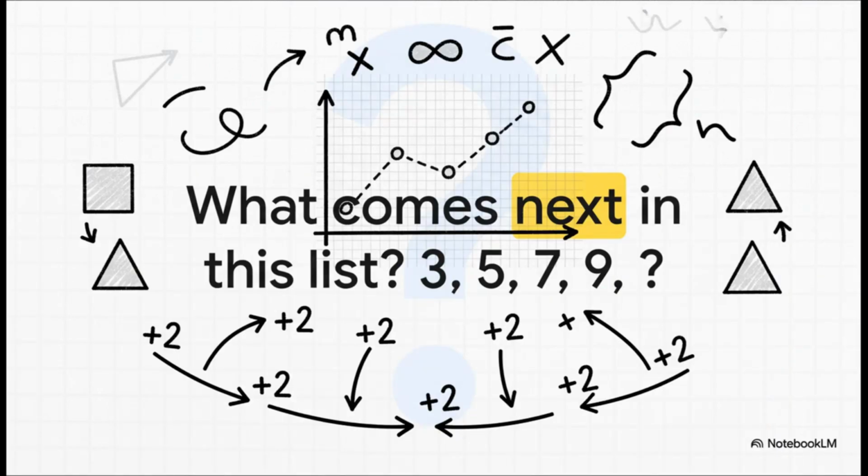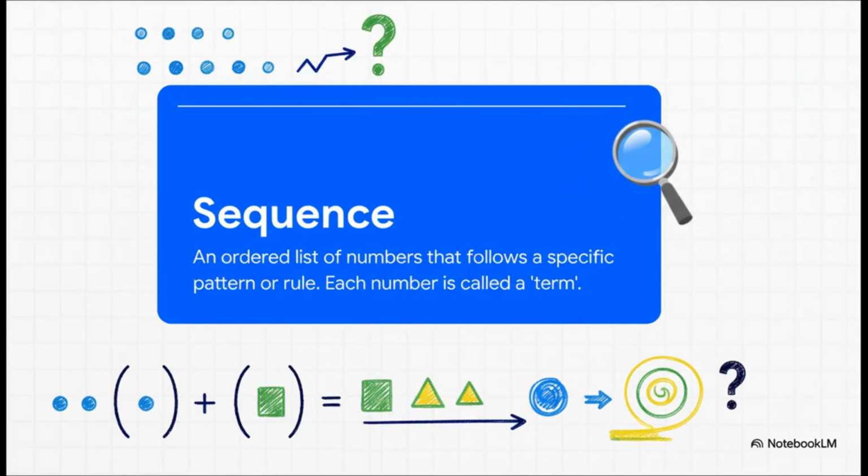So, to get our brains warmed up, let's start with a little puzzle. Just look at this list of numbers on the screen. 3, 5, 7, 9. What do you think comes next? I'll give you a second. If you're thinking, hey, it looks like you're just adding 2 each time, then you are absolutely on the right track. And if you said 11, you nailed it. What you just did there, that's recognizing a mathematical sequence. It's really just a fancy way of saying it's an ordered list of numbers. We call each number a term that follows a very specific rule or pattern.